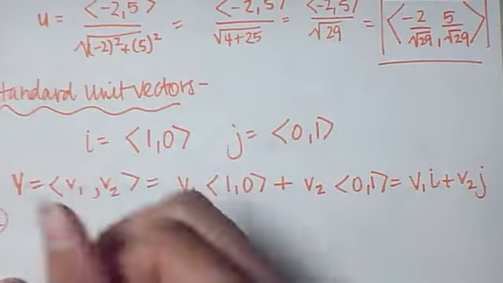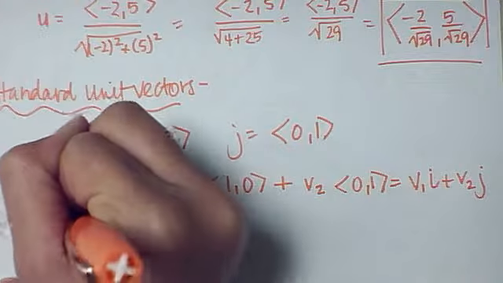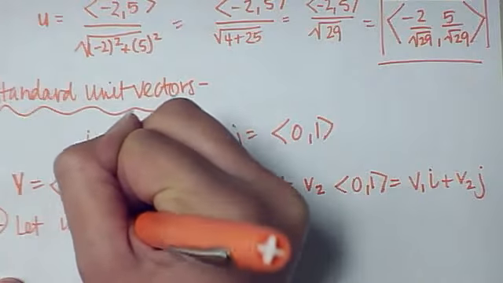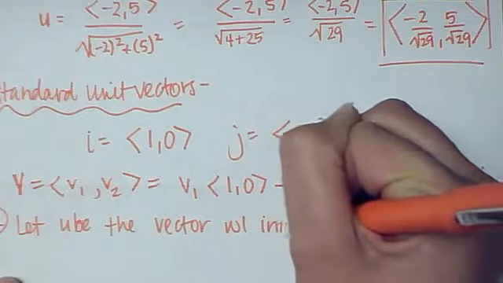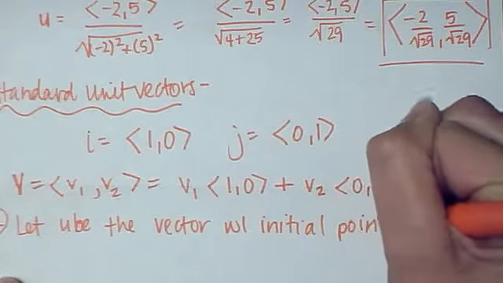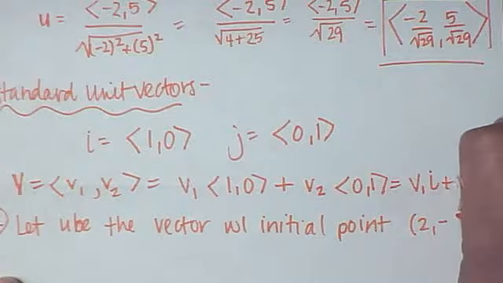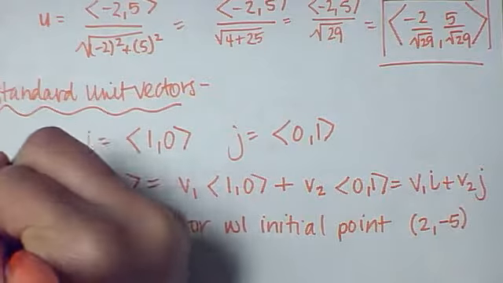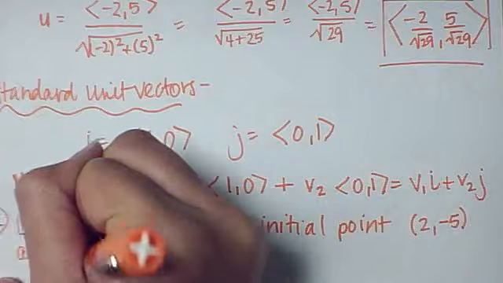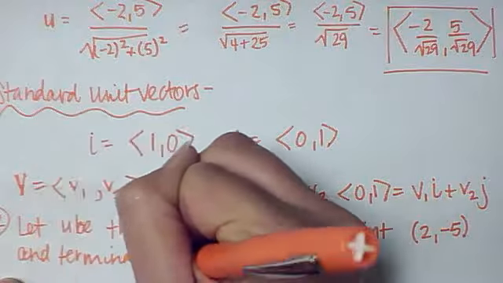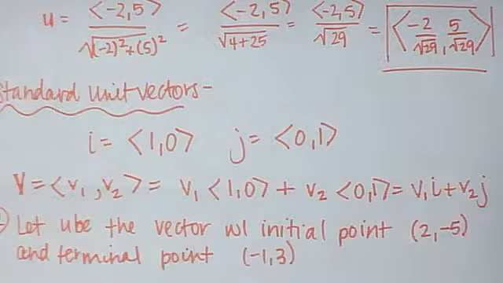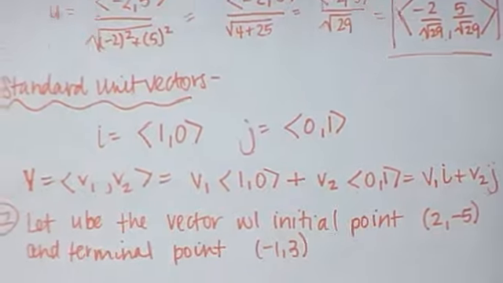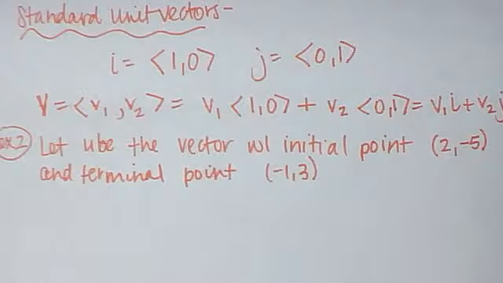We do want to look at two examples like that. Let's start with the first one. Let u be the vector with initial point 2, -5, and terminal point -1, 3. What I want you to do is find the component form of that vector and then write it in terms of standard unit vectors.